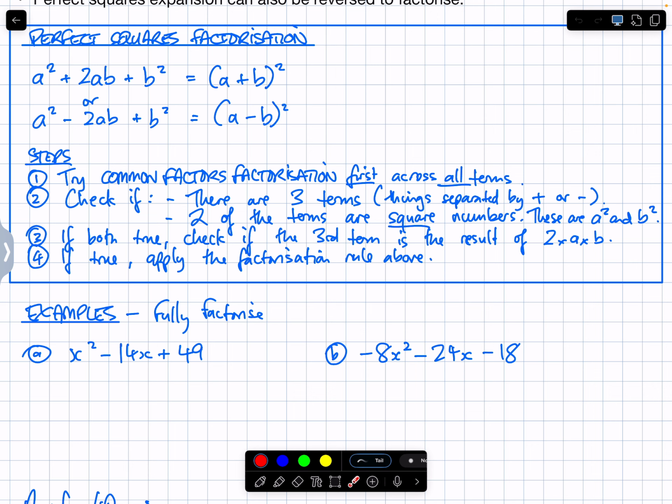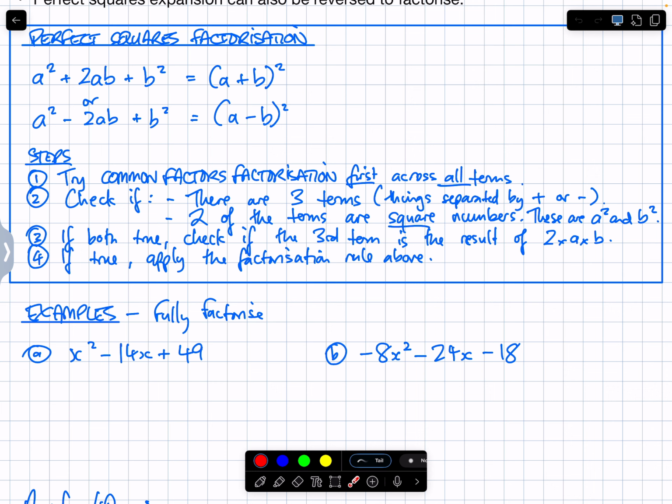All right, step 2. Once you have tried common factors factorization, either it works or it doesn't, check 2 things. There has to be 3 terms. What is a term? That's things that are separated by plus or minus. And then the second thing that you check is that 2 of the terms are square numbers. Those are your a squared and your b squared.